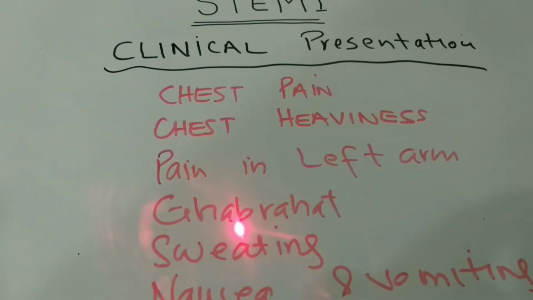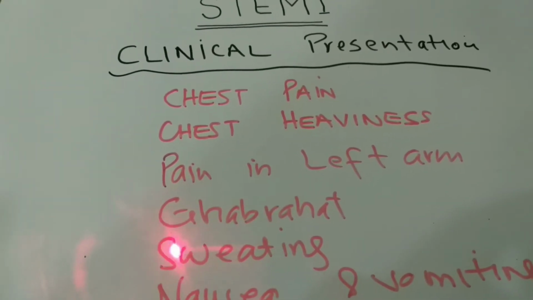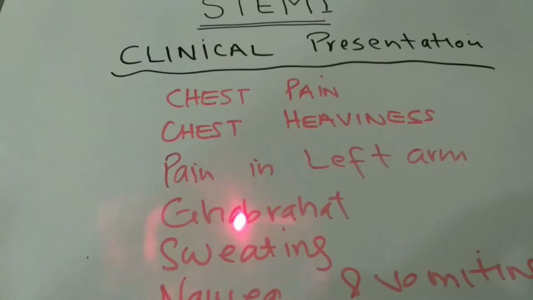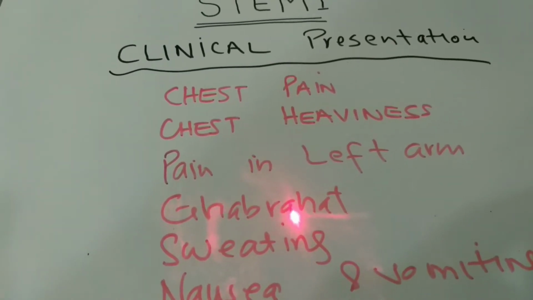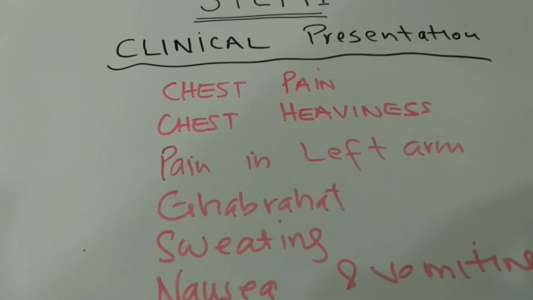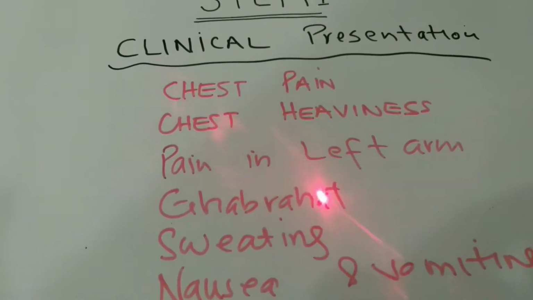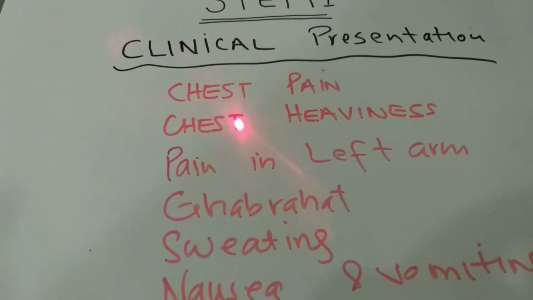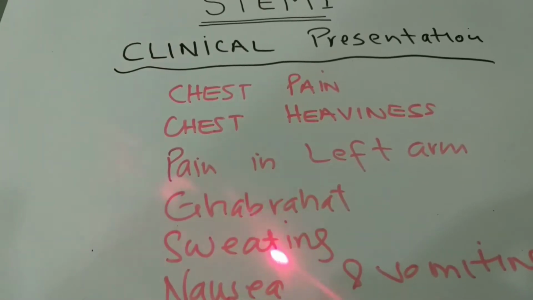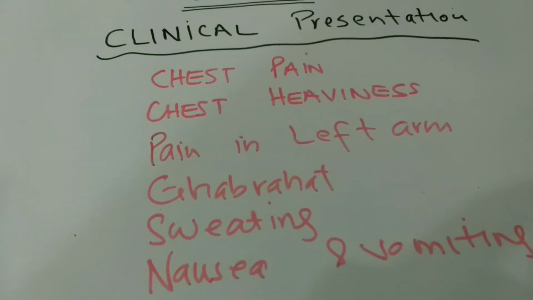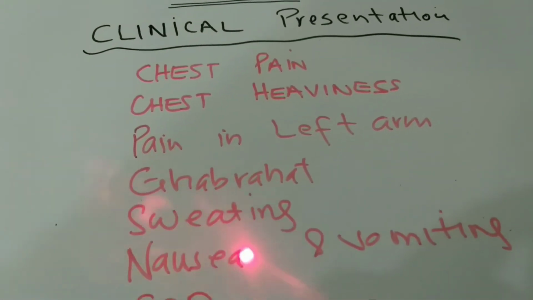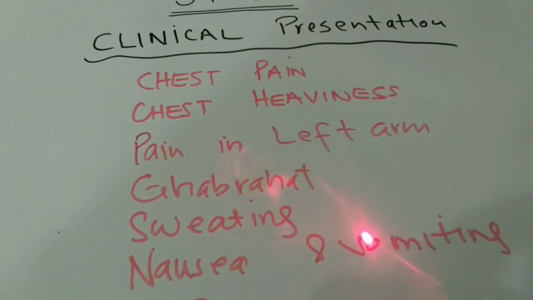There can be irritability and restlessness, and very famously in Pakistan, in our government setups, this is known as ghabrahat. Most of the patients come and tell us that they are feeling ghabrahat, meaning irritability and restlessness. So this chest pain and chest heaviness can be associated with sweating, or there can be only sweating because of sympathetic system over-discharge. There can be nausea and vomiting. It can be pain in the epigastrium.